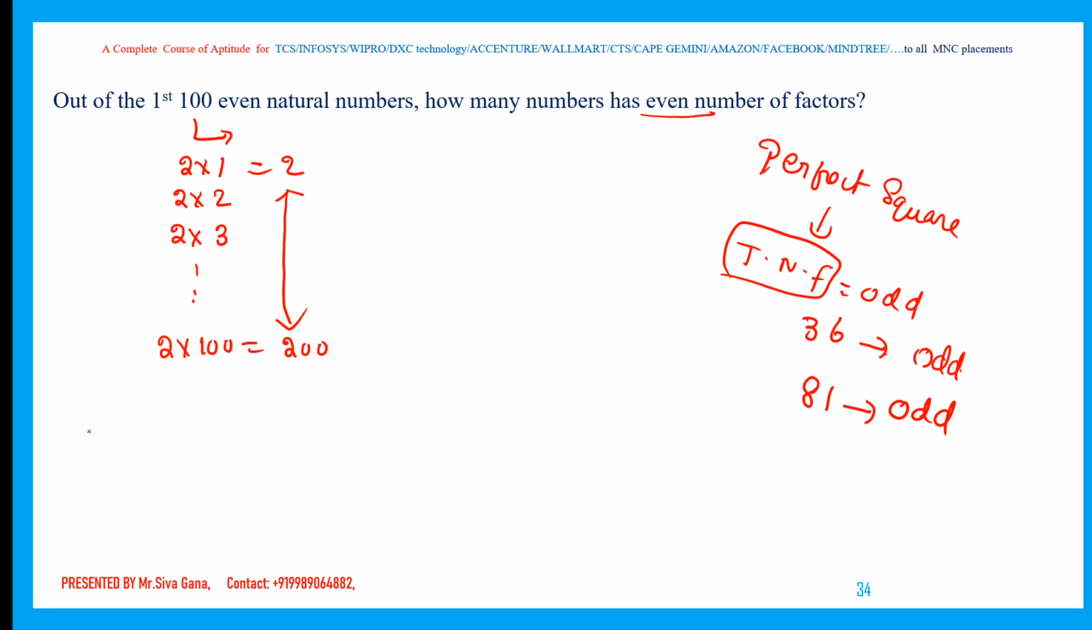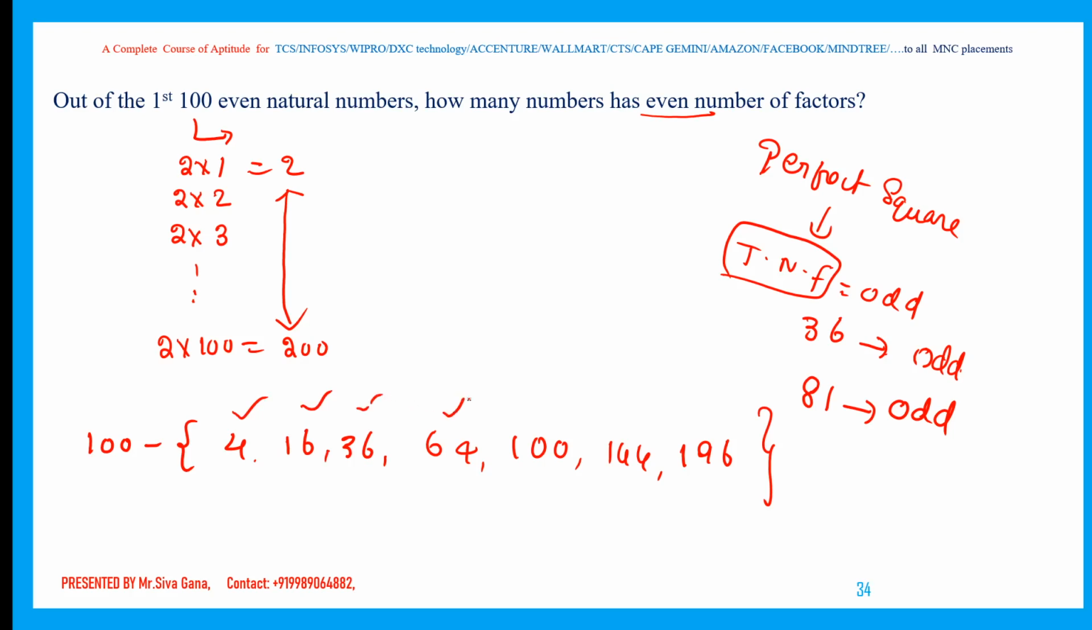So what I am going to do is, total numbers are 100, minus the perfect squares. 4 is a perfect square. Next, 16 is a perfect square. 36 is a perfect square, which is even. 64 is a perfect square, which is even. 100, 144, and 196 are perfect squares, which are even. Up to 200, these are the even perfect squares.